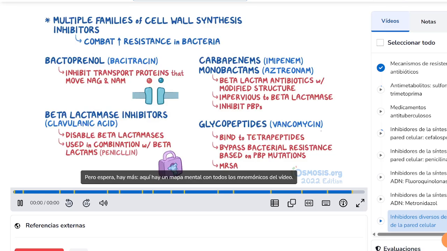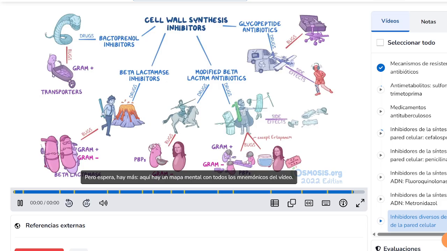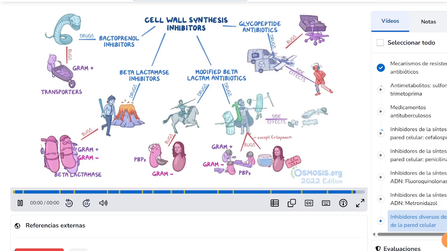But wait, there's more. Here's a mind map with all of the mnemonics from the video. Go ahead and pause the video so you can test yourself to see what you remember. And stay tuned for the answers at the end.